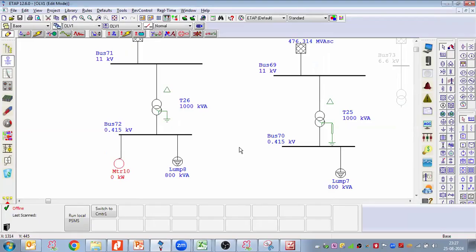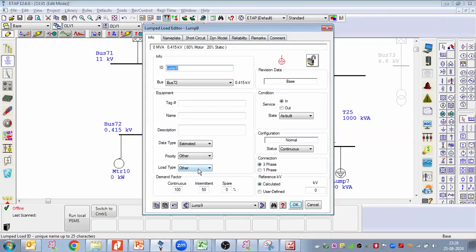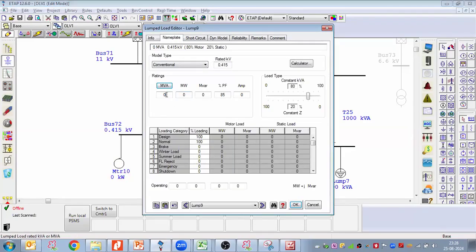But suppose we have a 10 HP motor, a 5 HP motor, a 1 HP motor, a lighting load, and a heater load. There is no need to indicate all the loads. We have a very good option called a lump load, which means we can lump all the loads together, add them up, and put that load here.